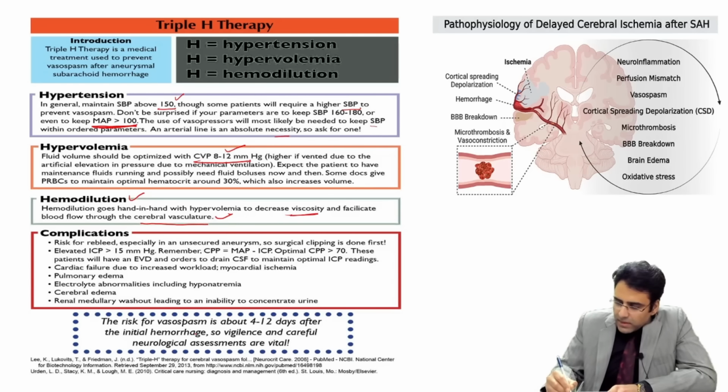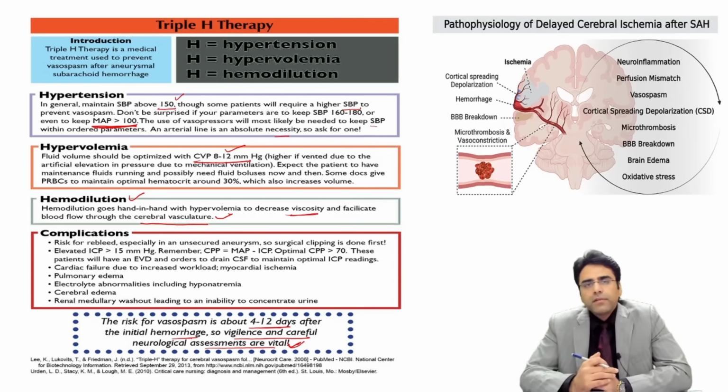So always remember, the risk of vasospasm is about 4 to 12 days after the initial hemorrhage. So vigilance and careful neurological assessment are vital. So these are very, very important.